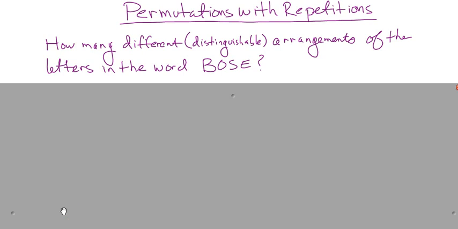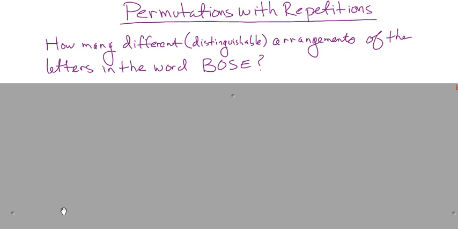So permutations with repetition. We've done all these arrangements, but they've always been distinguishable objects. They're five different books or seven different letters. Okay, so let's start with ones like that.